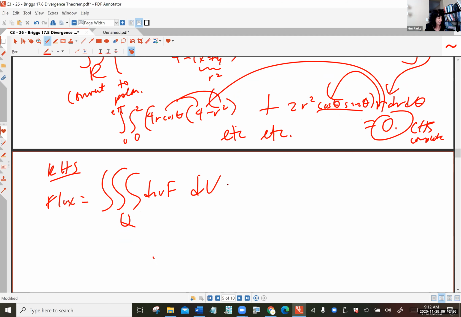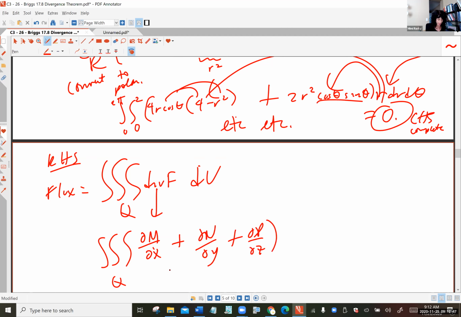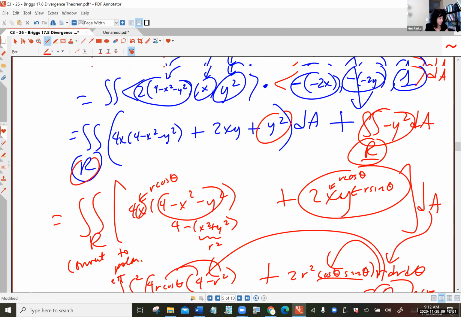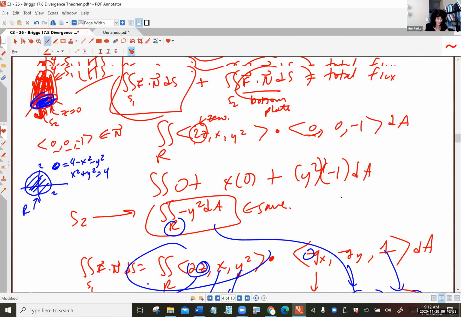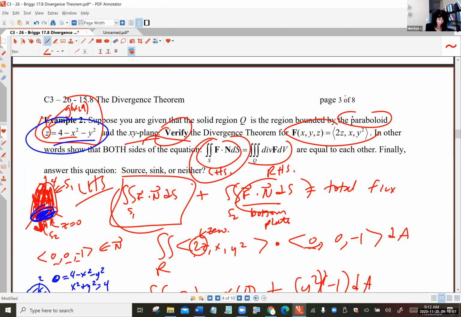So then what? Well, what is the divergence? I've got to get that: dM/dx plus dN/dy plus dP/dz. I forgot what my force field was. Okay, so here's my force field. Let's just do it up here. What's the divergence?